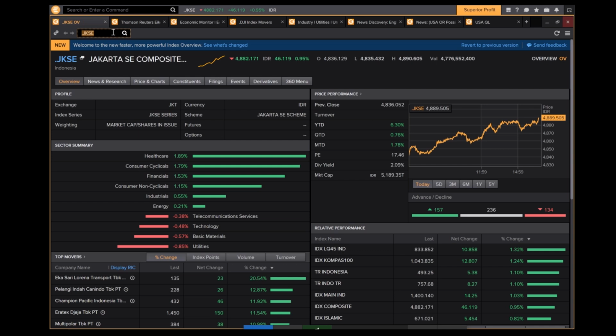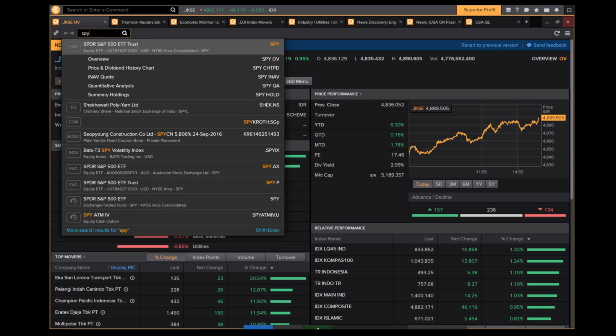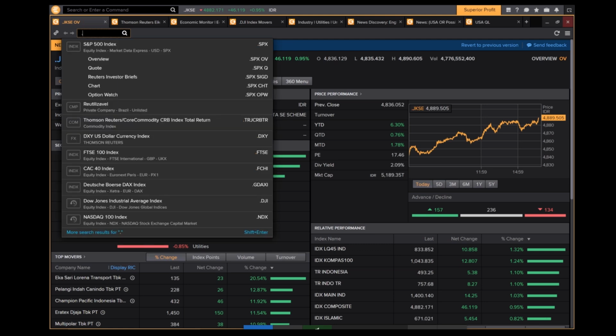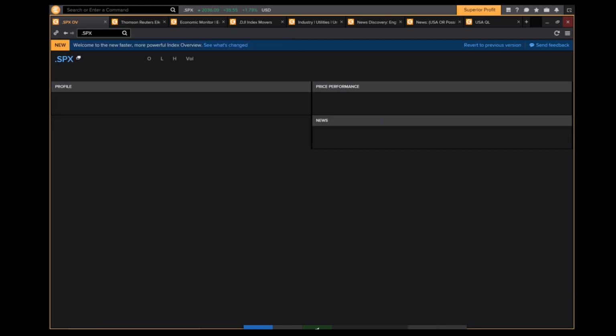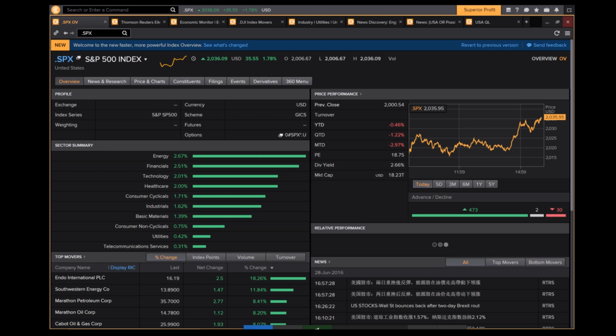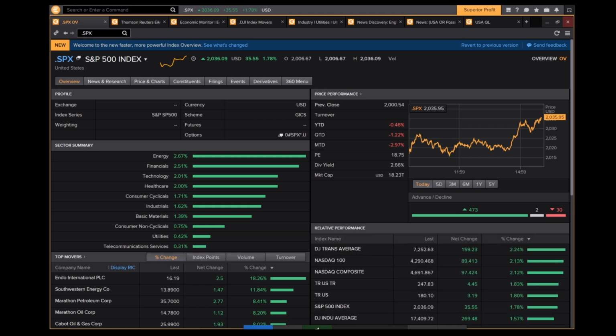As you know, in MetaStock, in icon, we can look at any index or any stock of any country. So let's go to S&P 500. Now, when going to S&P 500, we can go to the index, the ETF, or the futures. Icon allows us to look at all of that.